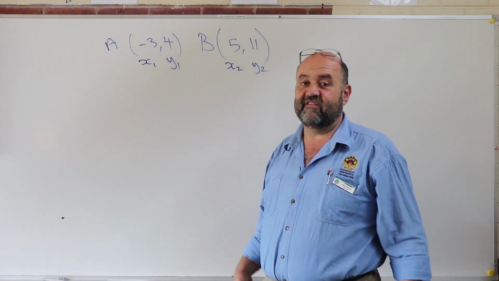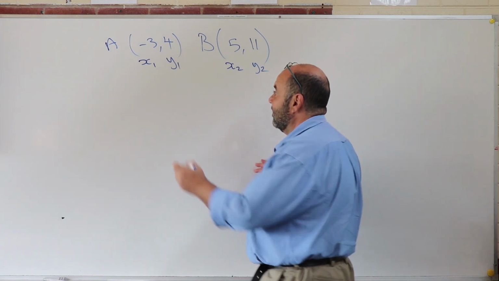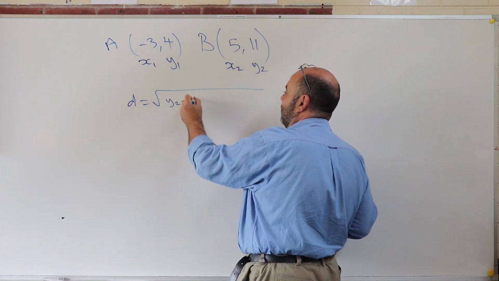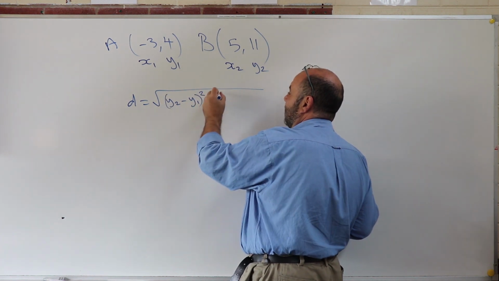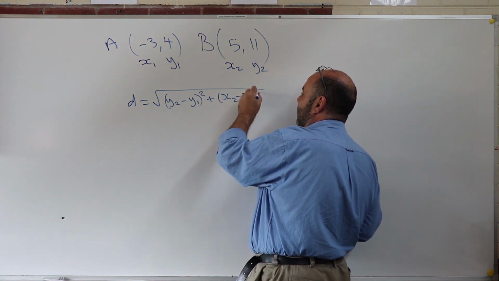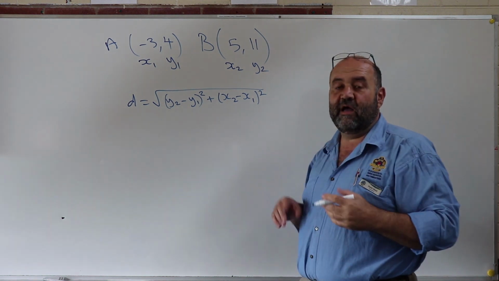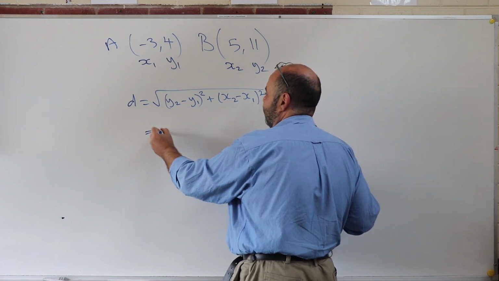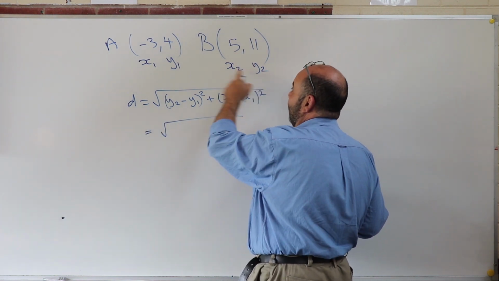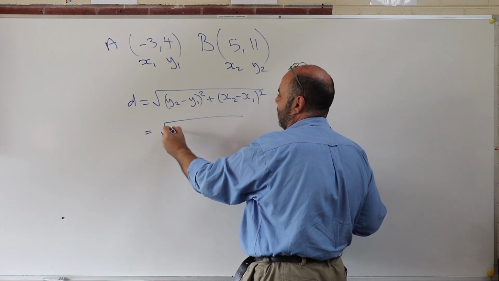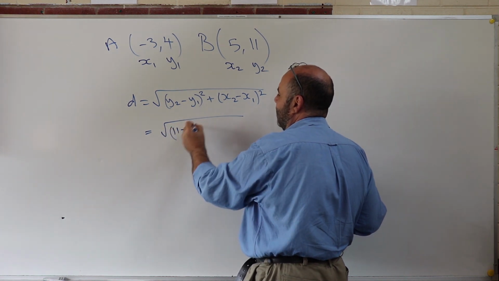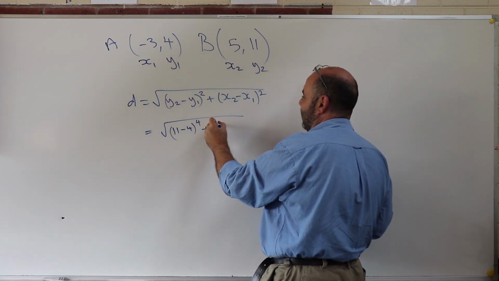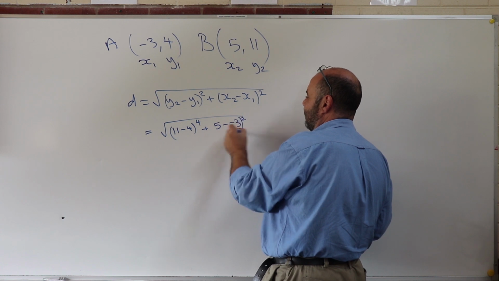And I was asked to find the distance, so I'm going to write down the distance formula. The distance formula, remember, was the square root of y2 minus y1 squared plus x2 minus x1 squared. And now it's just a matter of me very carefully substituting. So that's the square root of 11 minus 4, y2 minus y1, 11 minus 4 squared, plus 5 minus negative 3 squared.